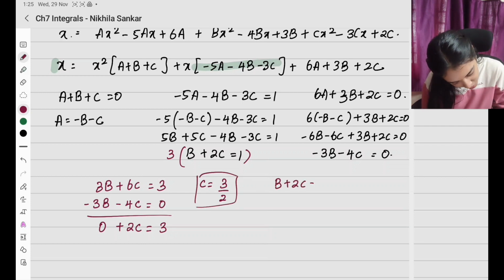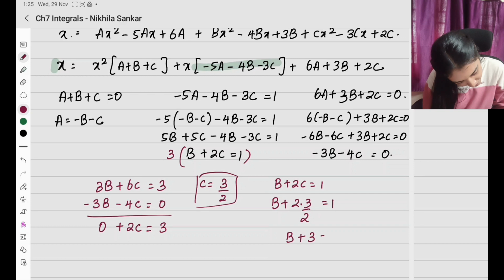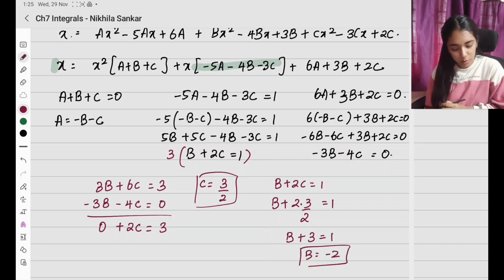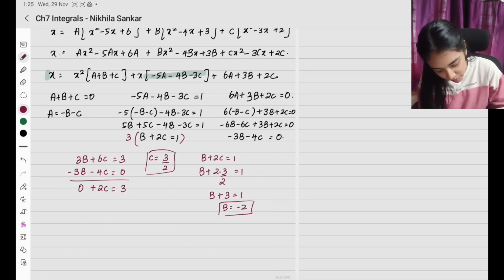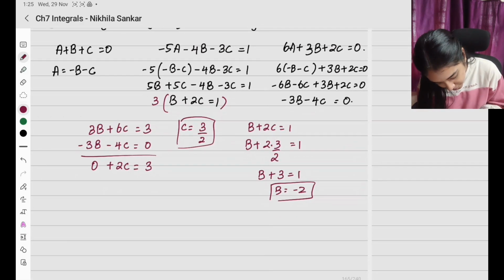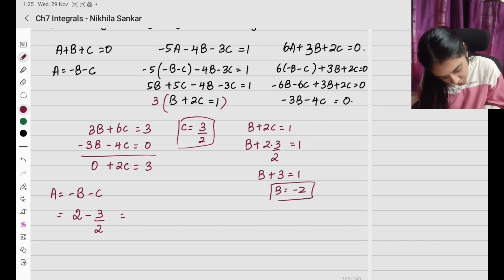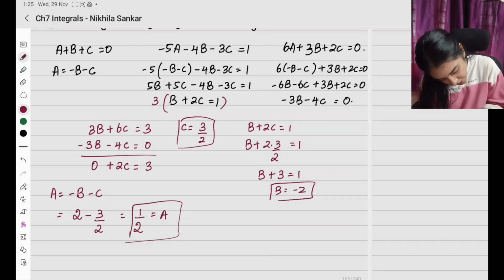b plus 2c equals 1. So b plus 2 times 3 by 2 equals 1. So I have b plus 3 is going to be 1, b oda value minus 2. So b oda value kandupidichachu, c oda value kandupidichachu. Now a oda value is easy. So a equals minus b minus c. So a is minus b minus c, which is minus of minus 2, 2 minus 3 by 2. So this is going to be 2 2s are 4, 4 minus 3. So 1 by 2. So this is the value of a.